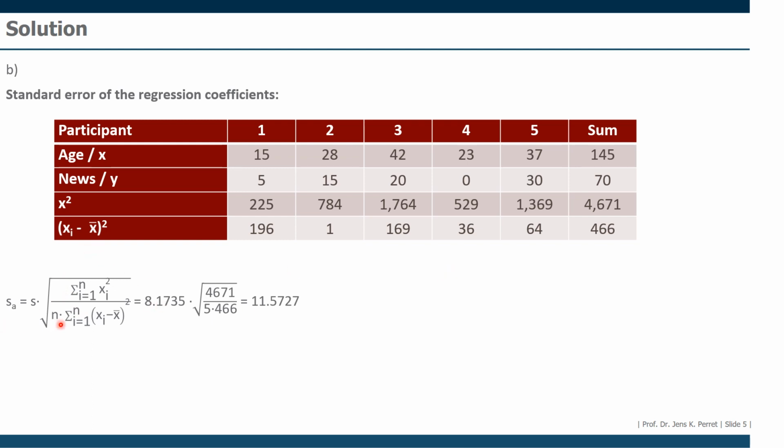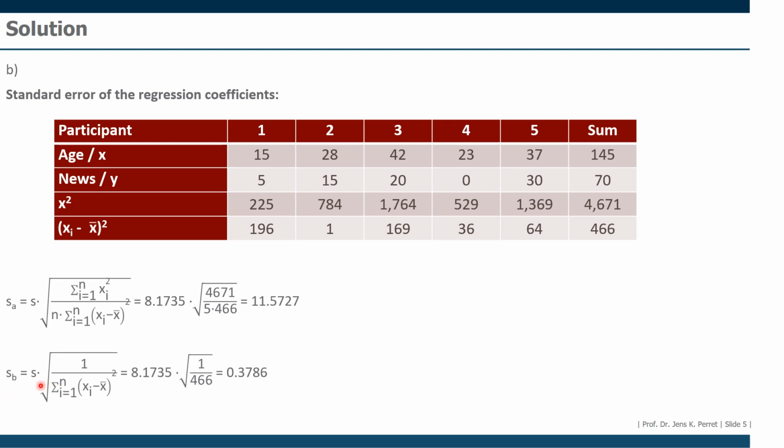So that's 5 times the 466. That was just the result from the previous slide. That's the standard error of the regression. So if I do this, I get a standard error for the intercept of 11.5727. Then I can do the same thing for the slope.